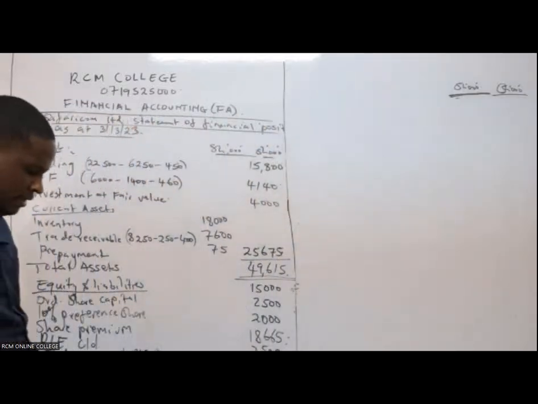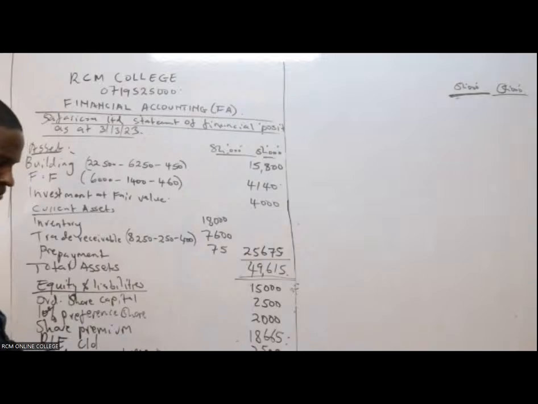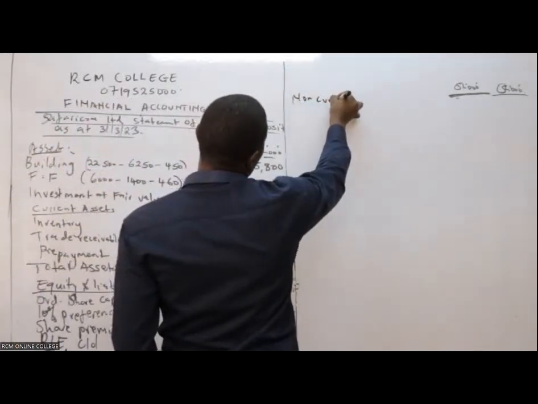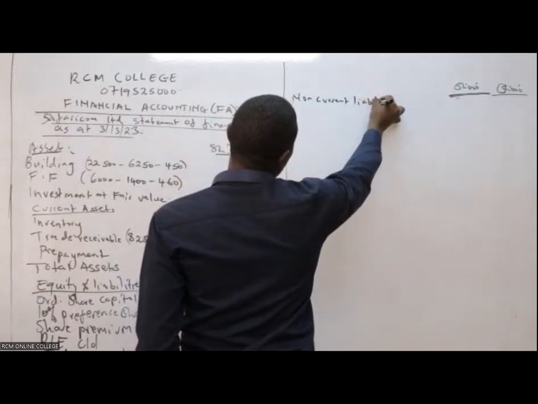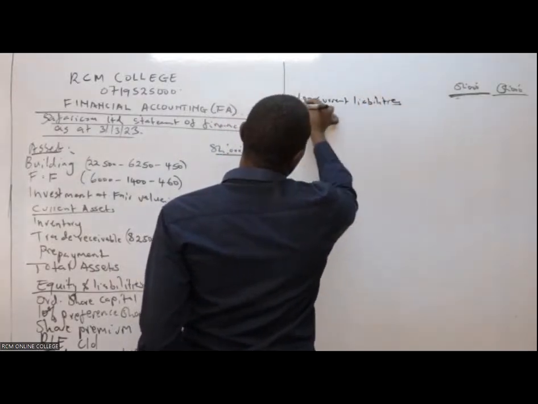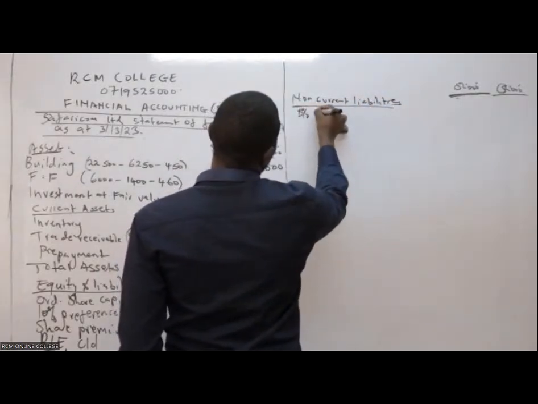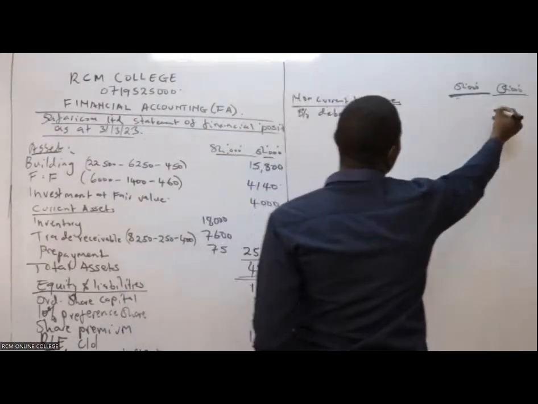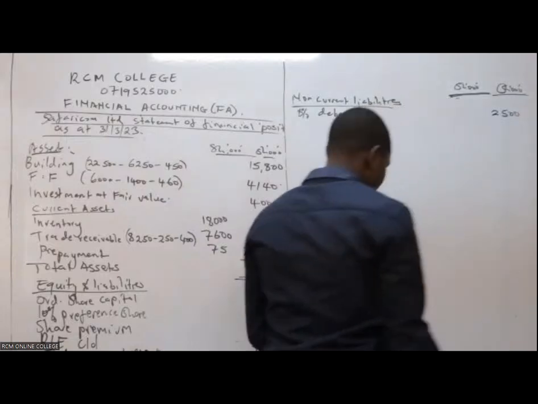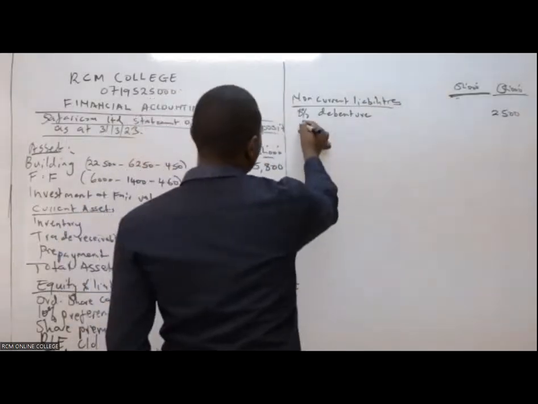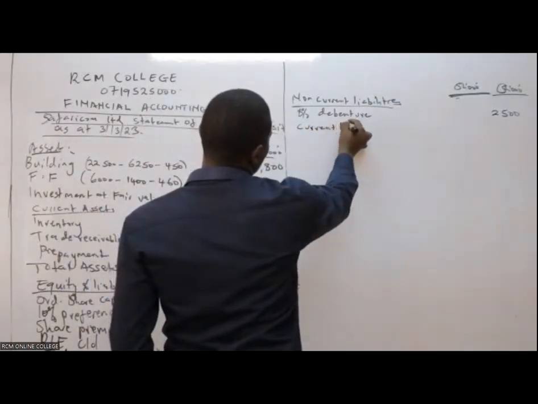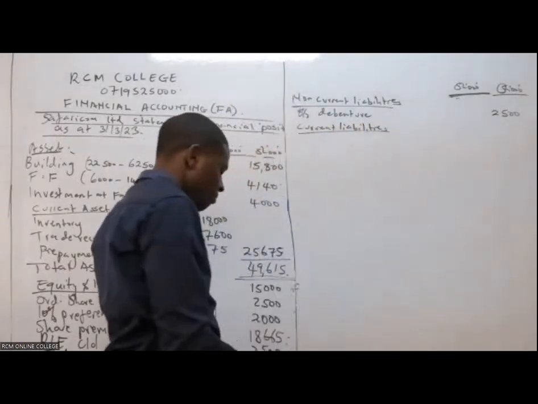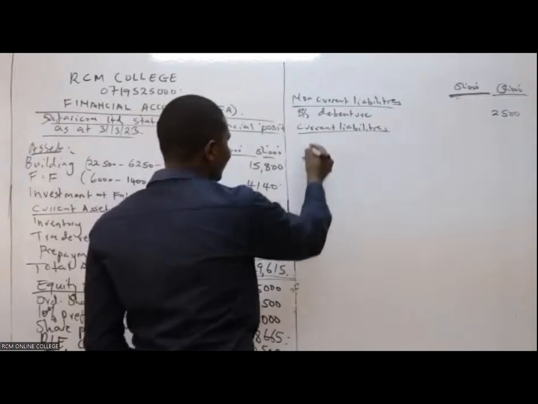Now we have non-current liability, which is 8% debenture. It was 2,500. Then we go to the current liabilities. We finish with the current liabilities. I hope you know these: trade payable, accrued admin.